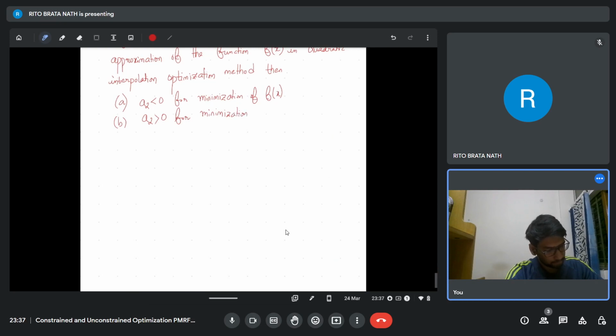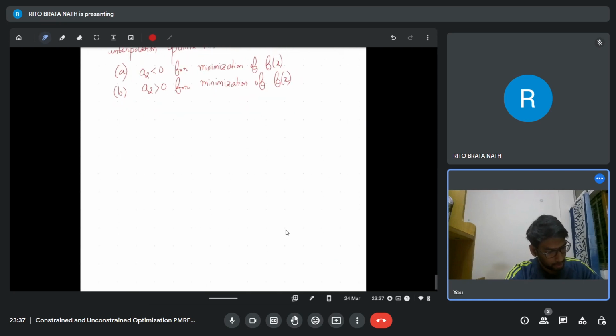Option C is a naught and a1 are unrestricted in sign.